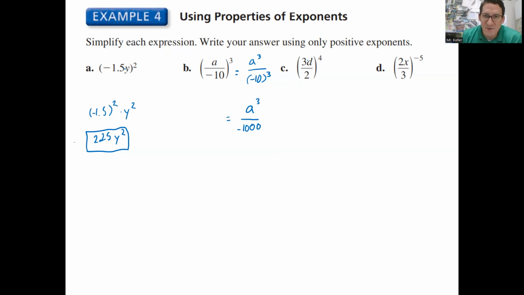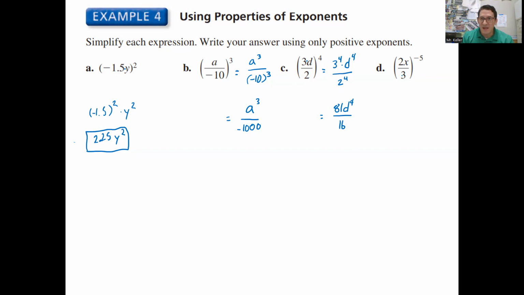Again, this one here, that's 3 times d squared. So when each of these gets a 4th exponent, so 3 to the 4th times d to the 4th over 2 to the 4th. This is absolutely fine to leave like that. I know 3 to the 4th is 81, and 2 to the 4th is 16. So I'll work those out in my head because I know what those are. If you need a calculator, don't worry about it. Just use this. That's fine here.